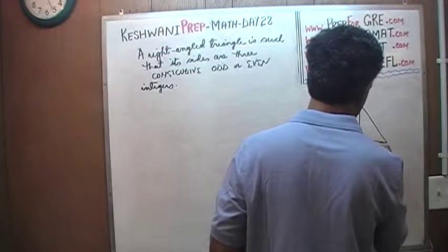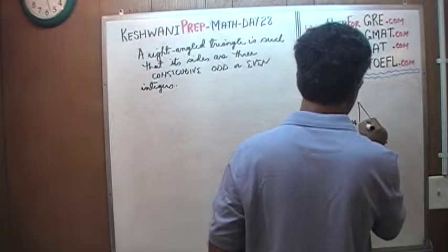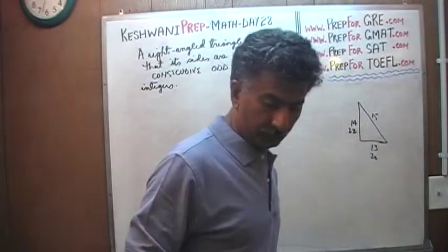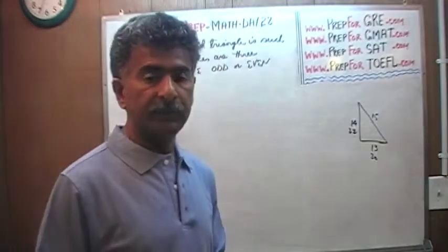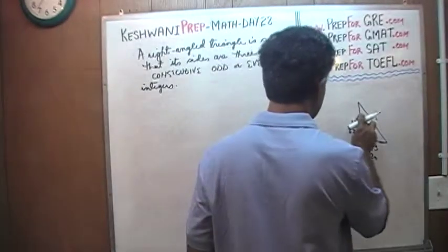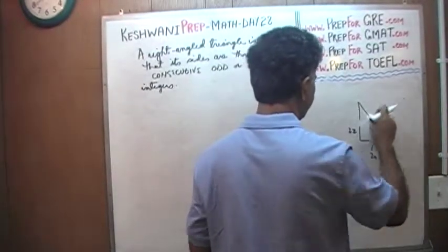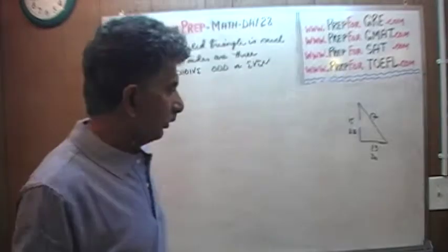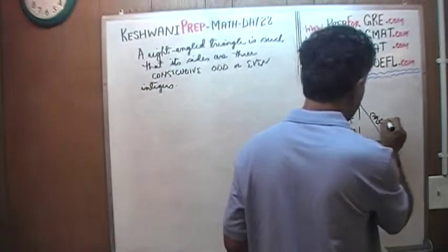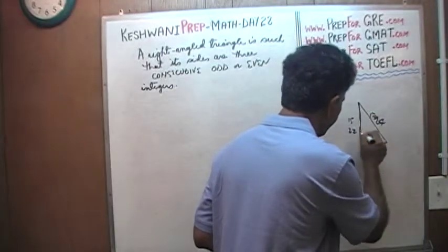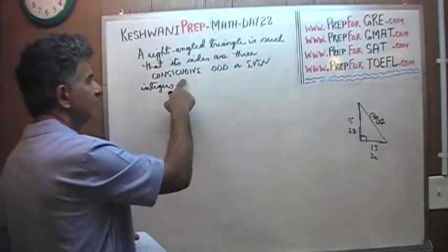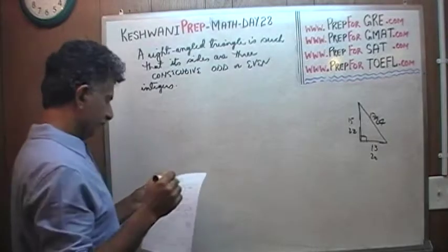For example, it could be 13, 14, 15, or 20, 22. 13, 14, 15 won't work. They're not 3 consecutive odd or even numbers. So it could be 13, 15, 17 if that works. Or it could be 20, 22 and 24 if that works. That's the big if. But we know that it's a right angle triangle and its sides are 3 consecutive odd or even integers.